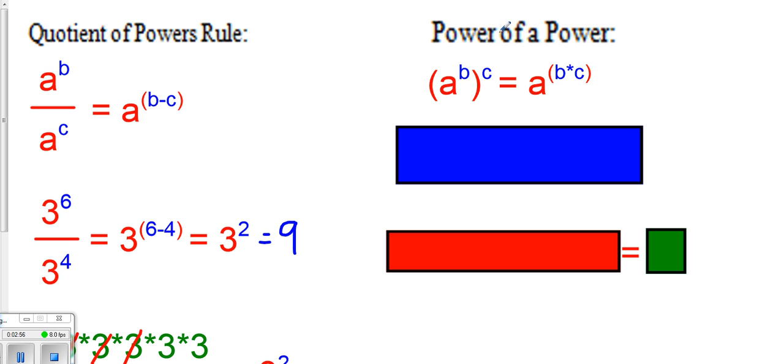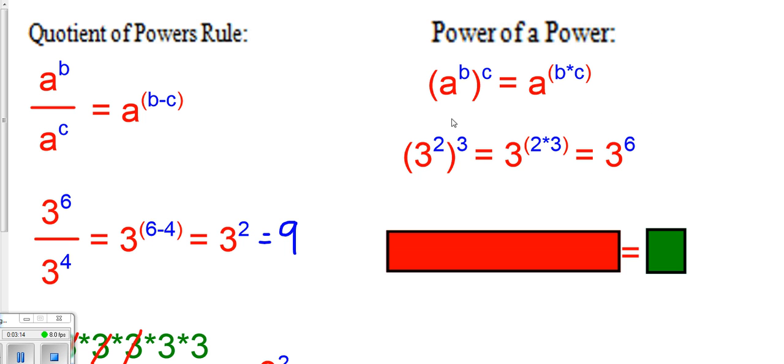We also have the power of a power rule. That says that if we take some base a to the power of b, then in parentheses take all of that to the power of c, that would be the same as a to the power of b times c. So 3 squared to the 3rd power would just be the same as 3 to the power of 2 times 3, which is 3 to the 6th power.